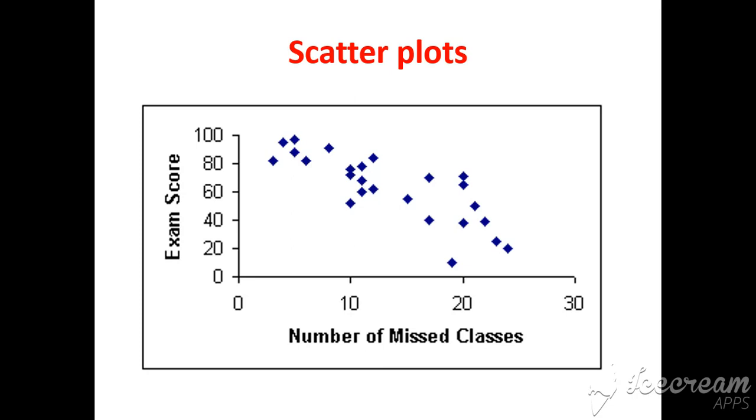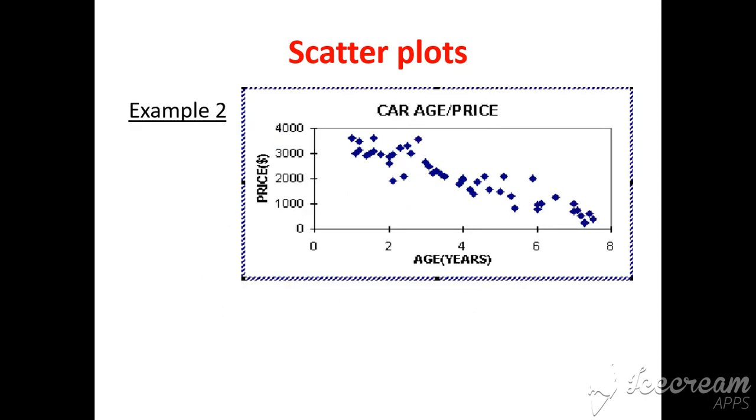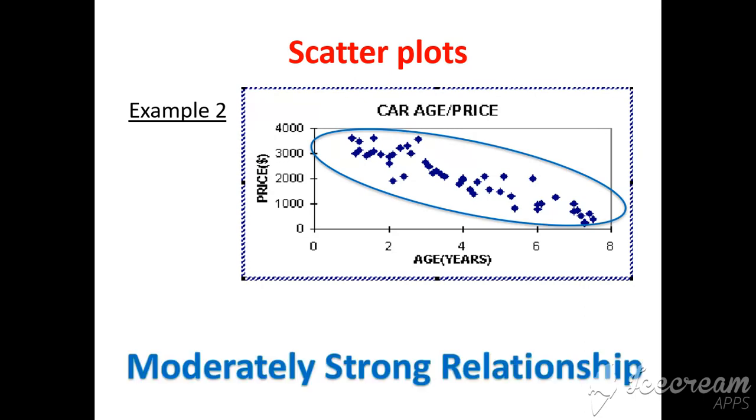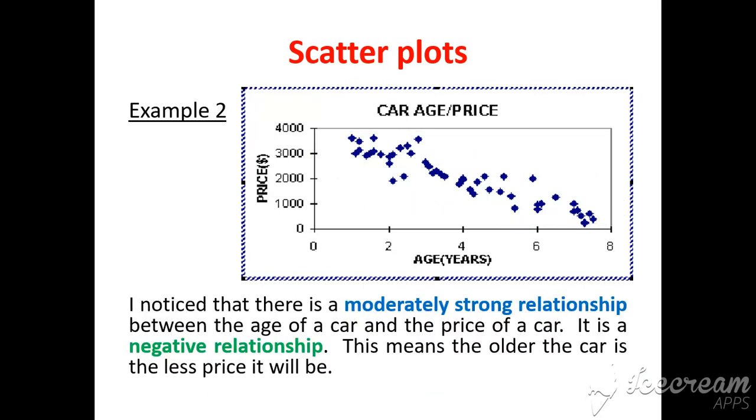Here's one about the number of classes missed. As the number of classes missed increases, the exam score decreases. What about the car age and the price? As the age increases, the price of the car decreases. Right, what about the relationship? Well, this would probably be moderately strong. So I'm going to write this sentence and see if you can understand it. I notice that there's a moderately strong relationship between the age of the car and the price of the car. It's a negative relationship, which means the older the car gets, the less the price will be.